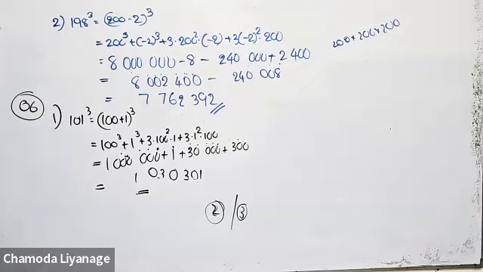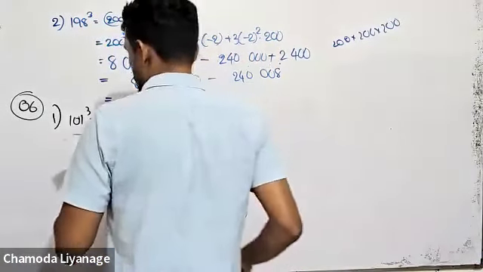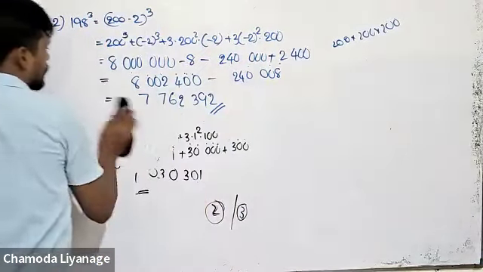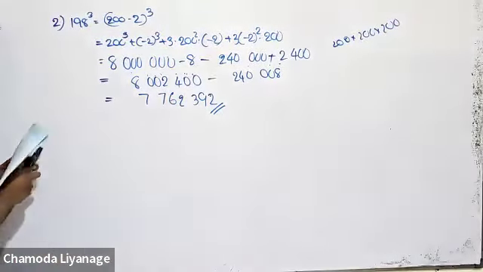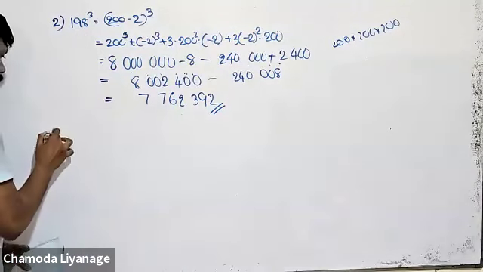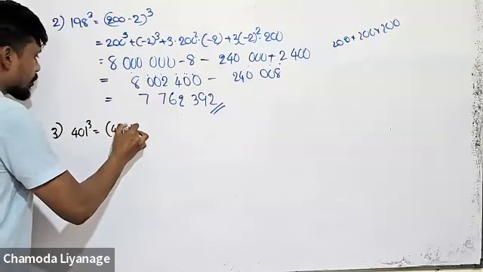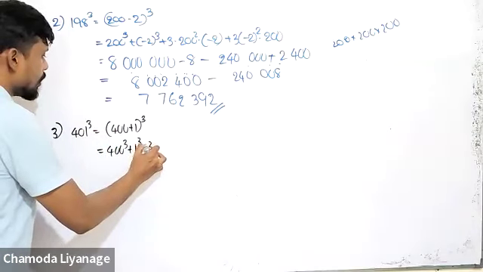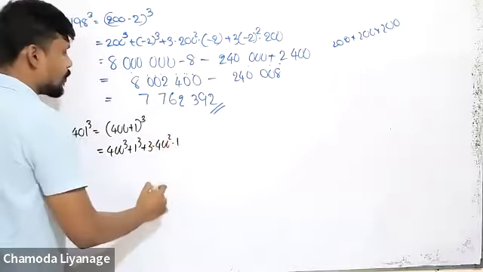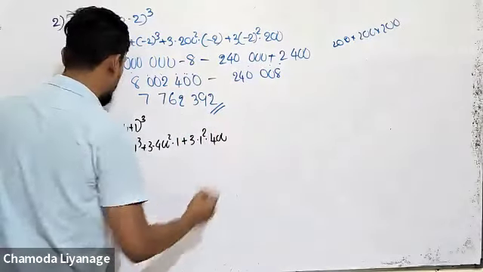7,762,392. After that, I will do the third one. So how can we write the third one? 400 plus 1. 400 plus 1, no? 400 plus 1. And now expand. 400 cube plus 1 cube, plus 3 times 400 squared into 1, plus 3 times 1 squared into 400.